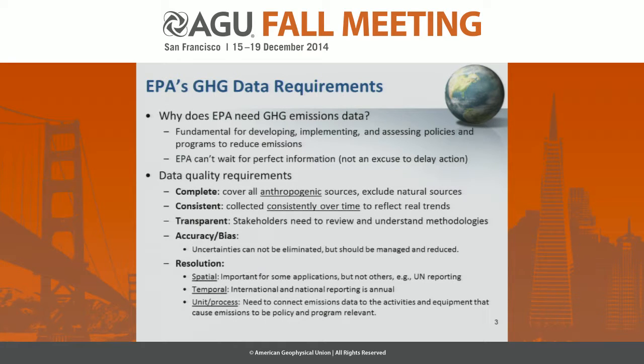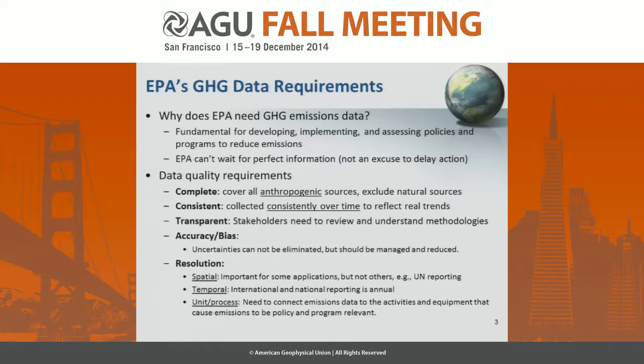So EPA needs greenhouse gas emissions data because it's fundamental for developing, implementing, and assessing policies and programs to reduce emissions. We can't wait for perfect information. It's not an excuse to delay action, so we base our emissions estimates on the best data and methods that are available at the time of their development.